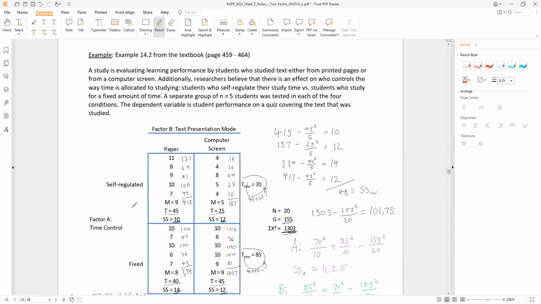But what we can say is that there is an interaction between these two things, right? That the text presentation mode has a greater impact for one group than it does for another. Right? And if we look at the actual means, the means here are 8 and 9 and 9 and 5, right? We can see that the text presentation mode does not seem to have much impact for the students who are studying for a fixed period of time, only going from 8 to 9, but has a much bigger impact for students who are being self-regulated, going from 9 to 5.